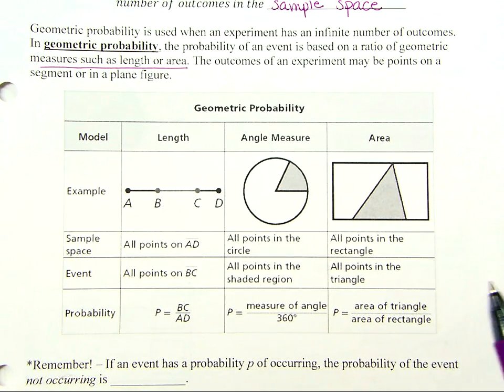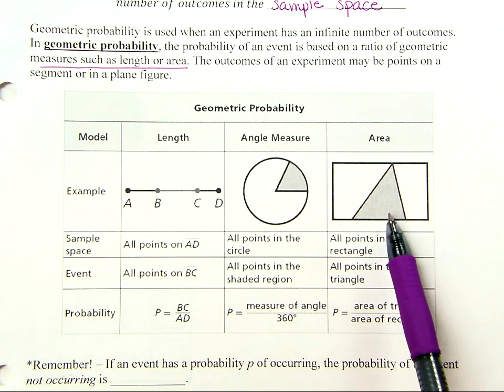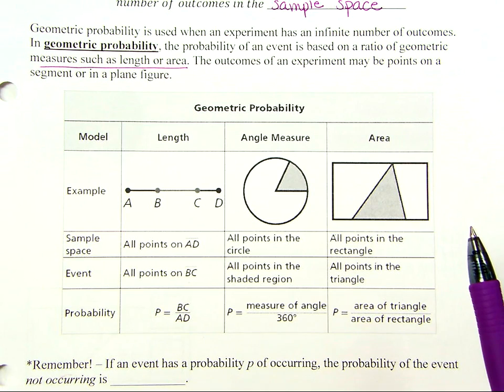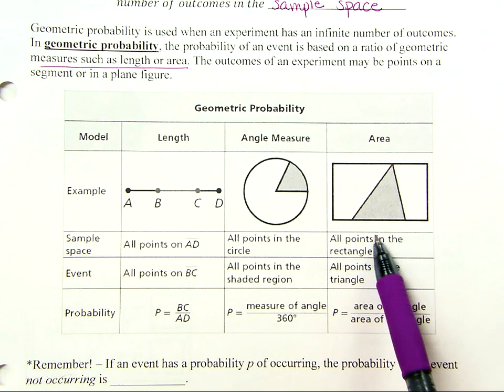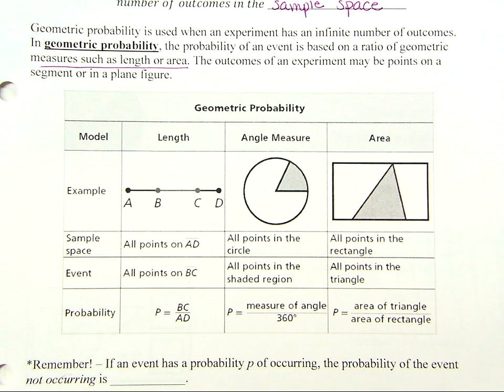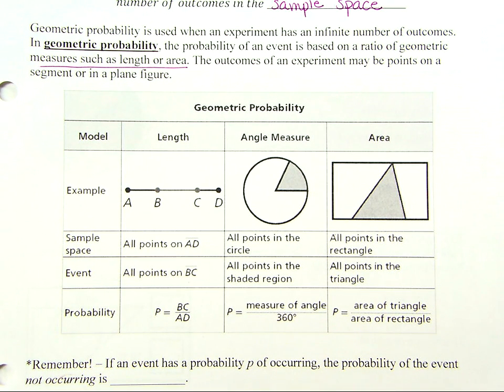Where in the second figure and the third figure, we may be looking at the probability of a point being in our shaded region. Well, we know that's going to have to do with the area. So we're going to do a lot of comparison today with the area of the shaded region compared to the area of the entire figure.